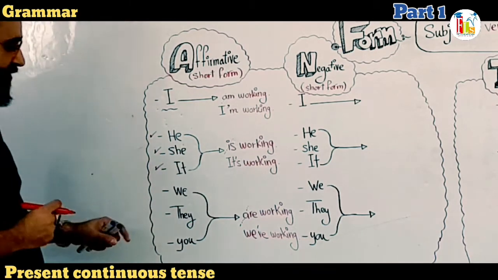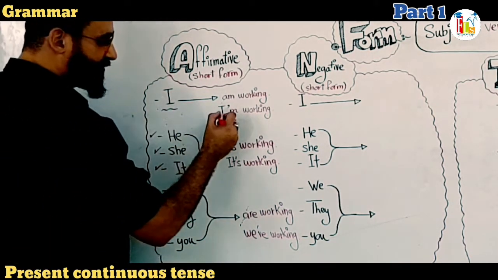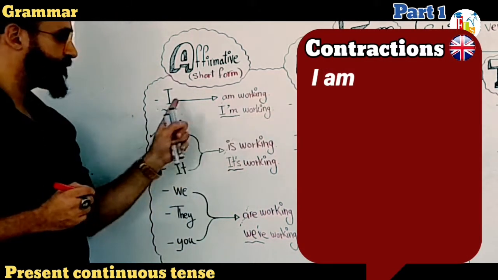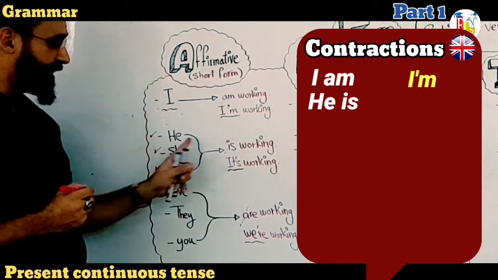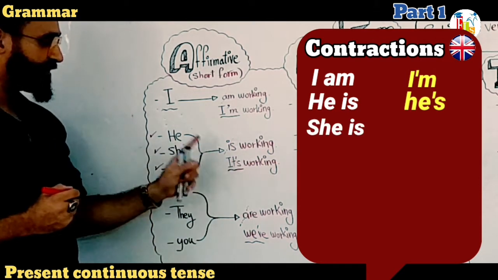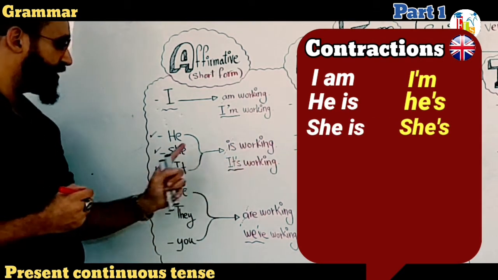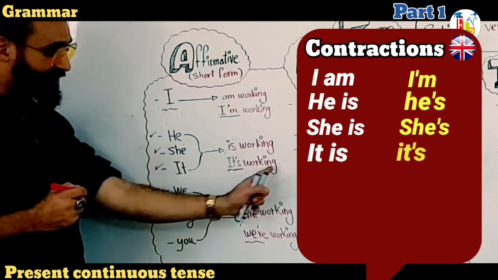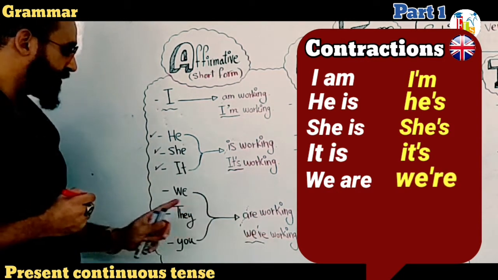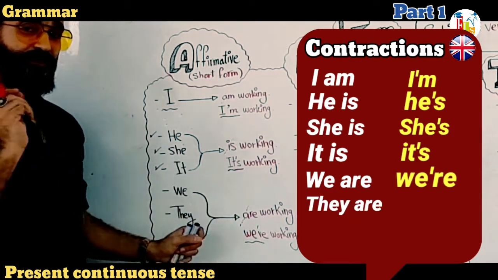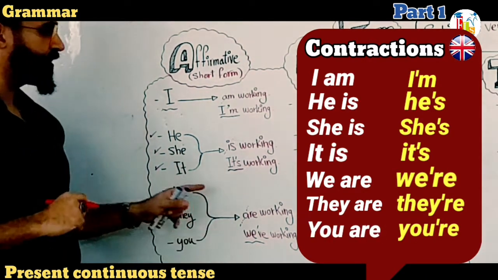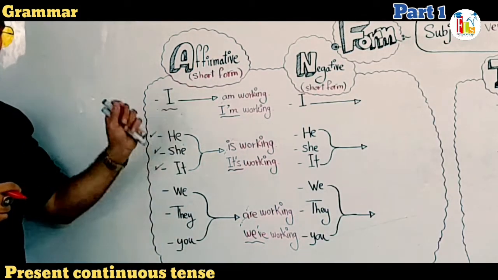So what I'm trying to deliver to you guys here is that the contracted form is different in the pronunciation. I am working, I'm working, he is working, he's working, she is working, she's working, it is working, it's working. We are working, we're working, they are working, they're working, you are working, you're working. Great. So that's related to the affirmative form.